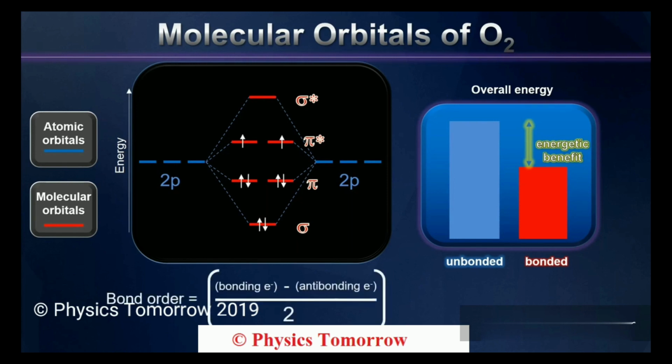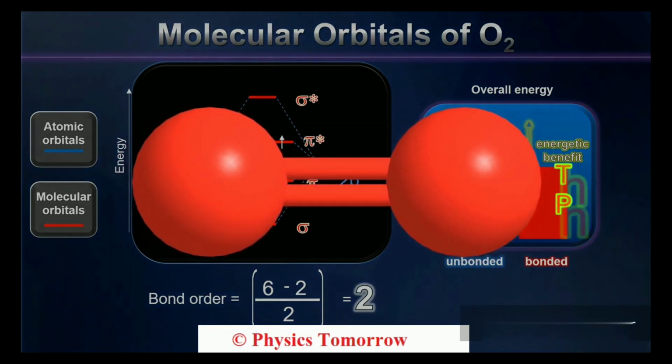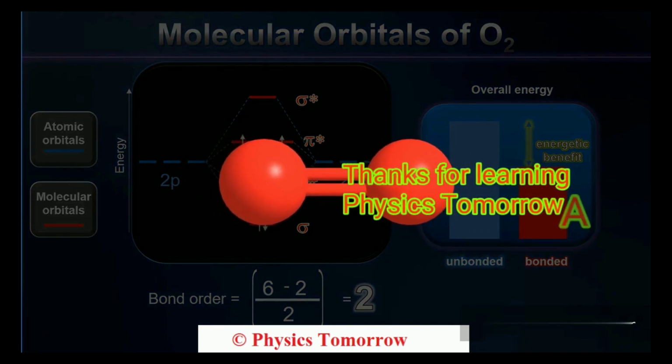If we calculate the total bond order of oxygen using 6 bonding electrons and 2 antibonding electrons, we find that the 6 and the 2 leads us to a calculated bond order of 2. Oxygen exists as a diatomic molecule with a double bond.